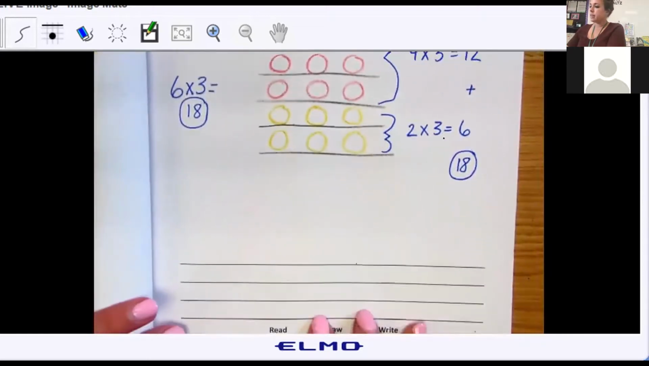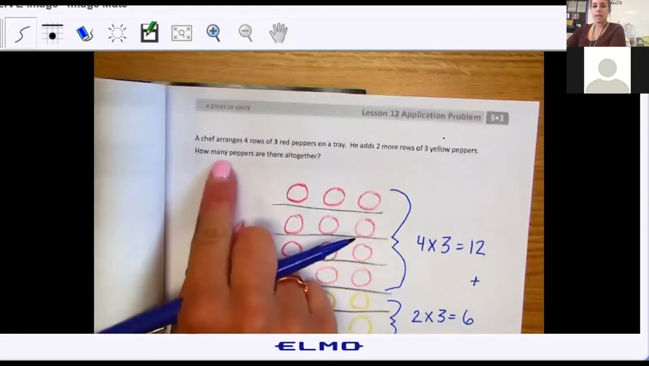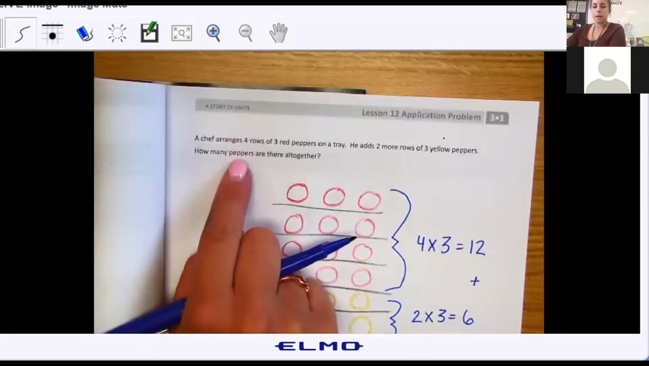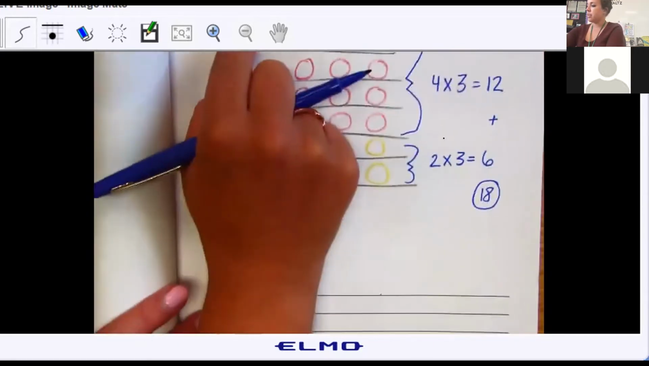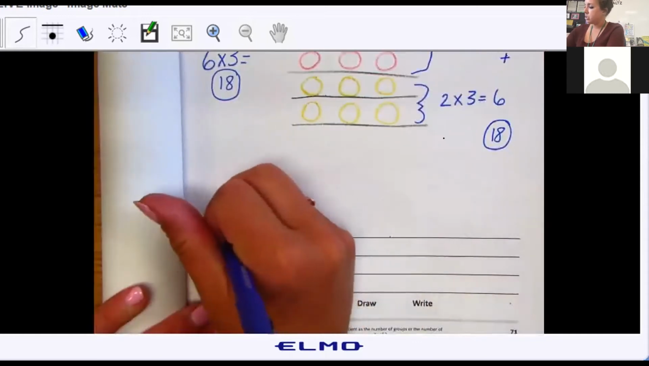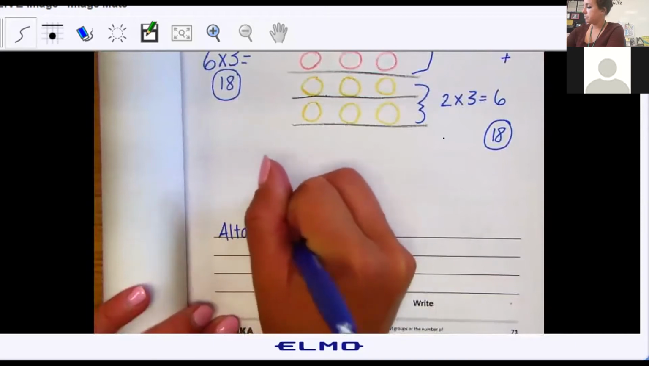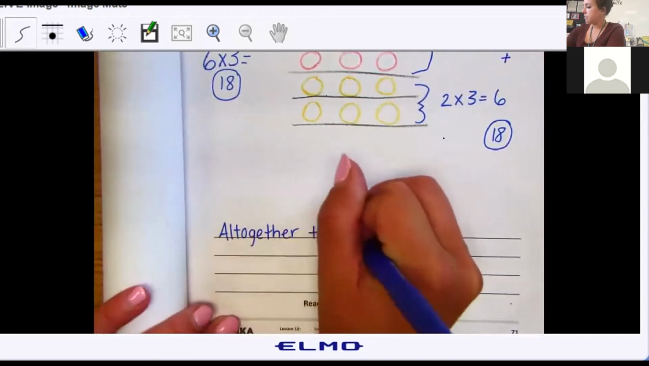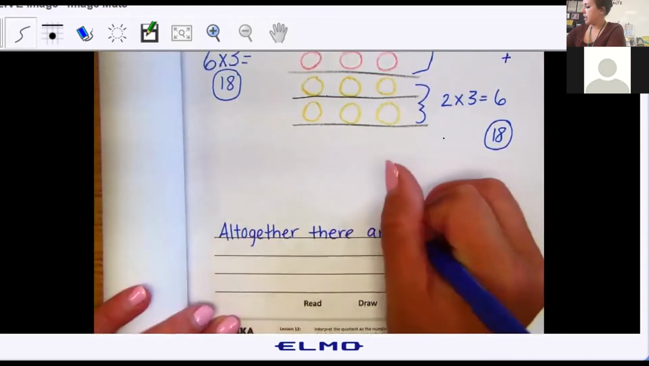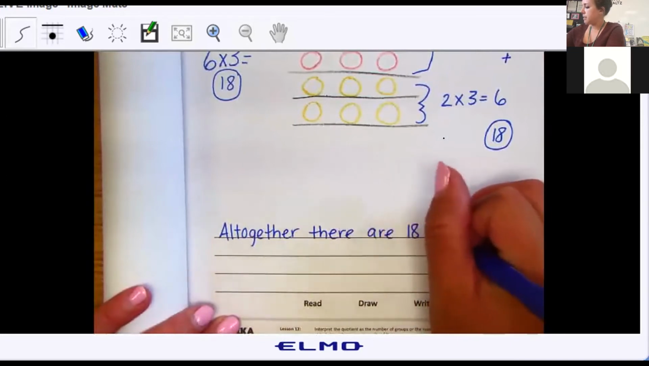So coming down here, my question is how many peppers? So peppers is my label. Are there all together? So we could say all together, there are 18 peppers.